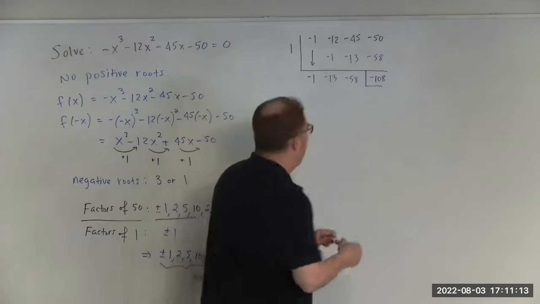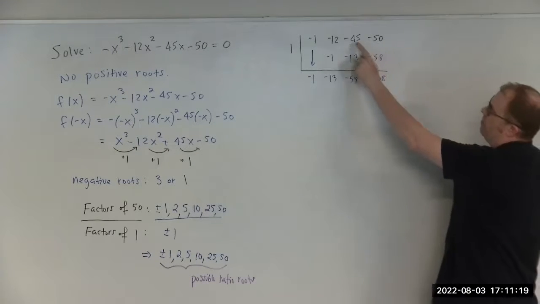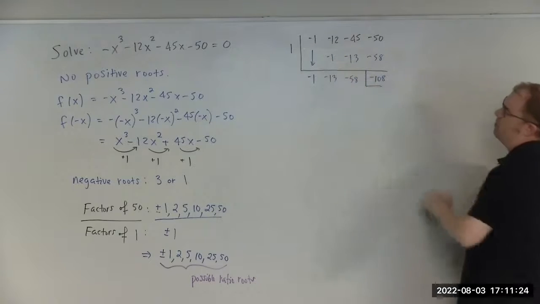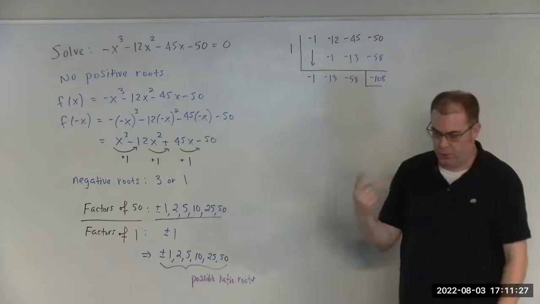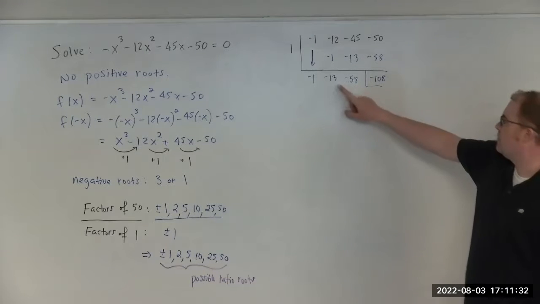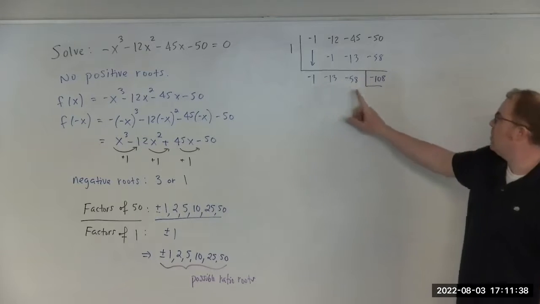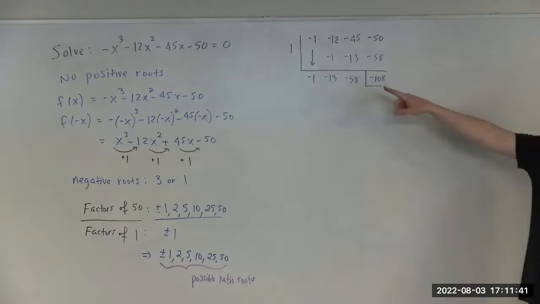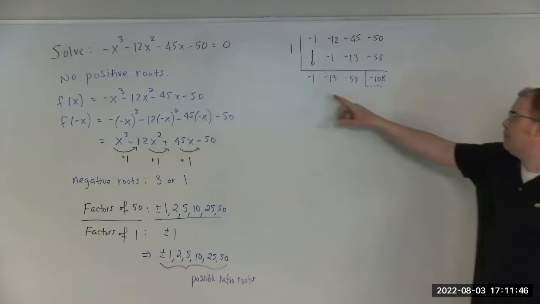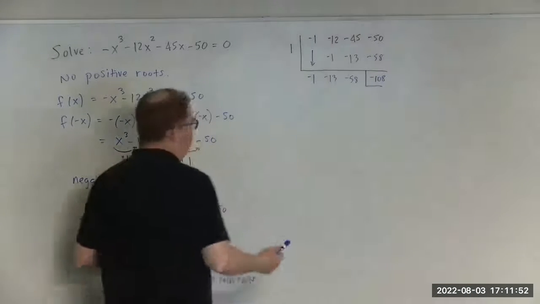So think of this as placeholders. This is your constant term, this is your x coefficient, and this is your x squared coefficient. When you're dividing by a real number, the degree is always reducing by 1. So this turns out to be a remainder. This is the constant, this is the coefficient for x, and this is the coefficient for x squared. In any case, this is not a root, because, remember from precalc, if the remainder is 0, that means this has to be a root. So 1 is not a root.